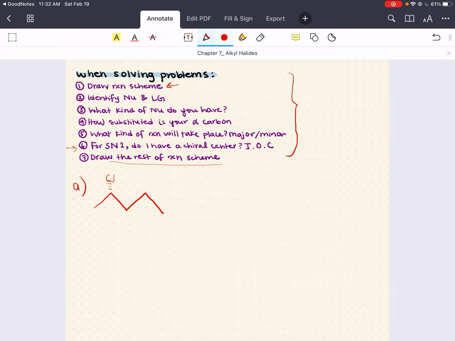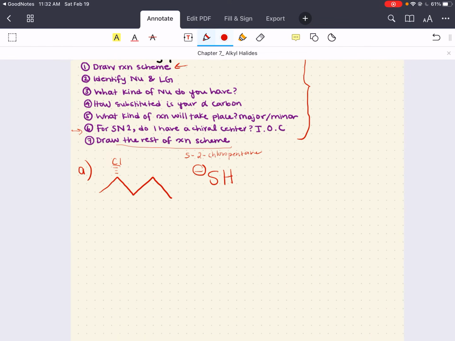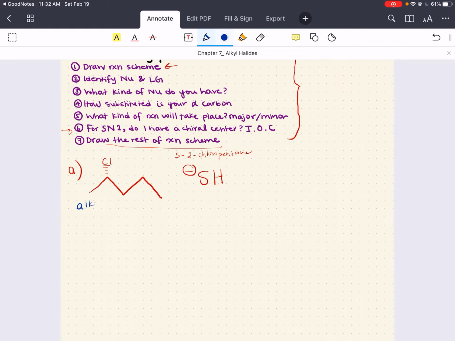Okay, here we have S-2-chloropentane. Perfect. Now, here's our nucleophile, NaSH. It's really just SH minus here, okay? So we've drawn our alkyl halide. Let me write this in a different color. We've drawn our alkyl halide. We've drawn our nucleophile. Beautiful.